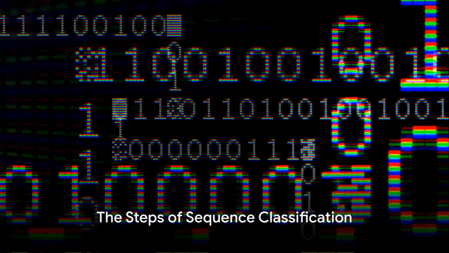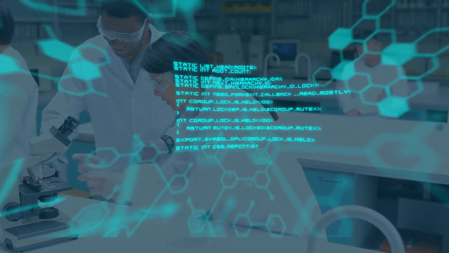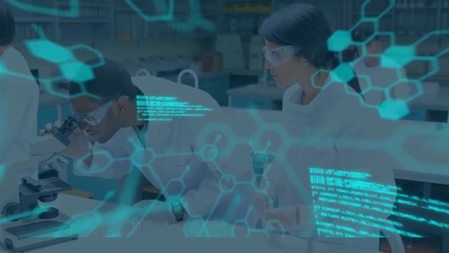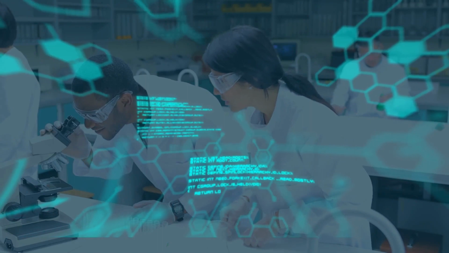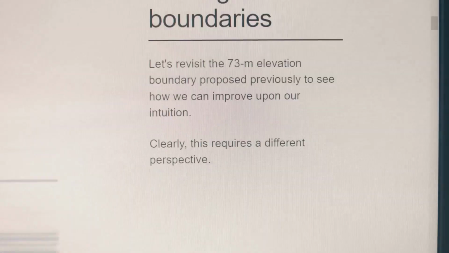So how does sequence classification work? The process unfolds in a series of well-defined steps. First, data collection takes place. This involves gathering sequences of data or signals from various sources. The data could be anything: audio signals, text, sensor readings, stock prices, and so forth. The key is that these sequences of data are time-dependent, meaning the order of the data points is significant.